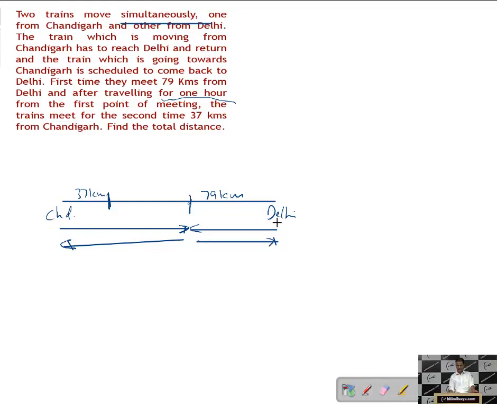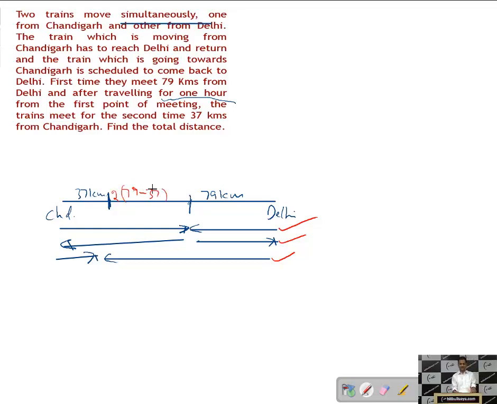After that, student, the person who is moving from Chandigarh will turn back. He will cover this up to the second point of meeting, while the person who is moving from Delhi will cover this. Now you can see, student, the total distance covered is 3. How 3? This is one distance, this is the second distance, this is the third distance. When two bodies moving from opposite directions cover 3 distances, always the middle distance will be the difference, 79 minus 37, and double of that.